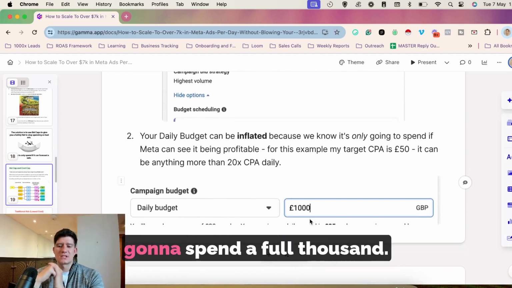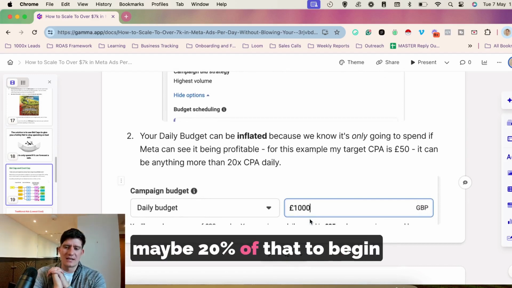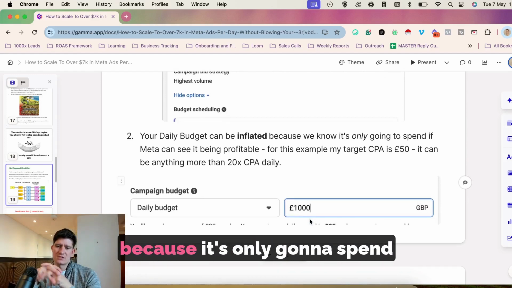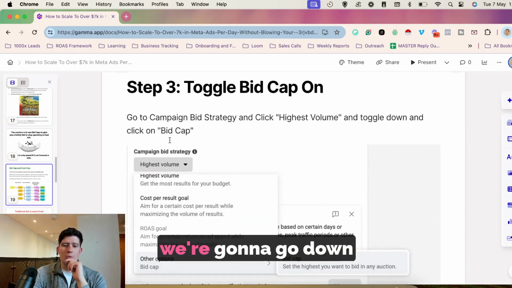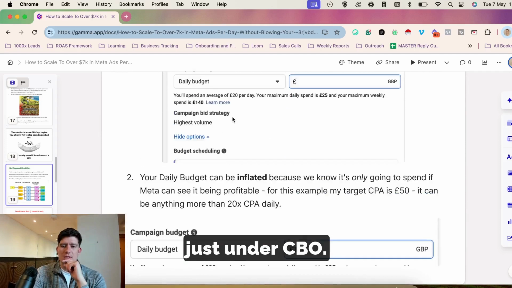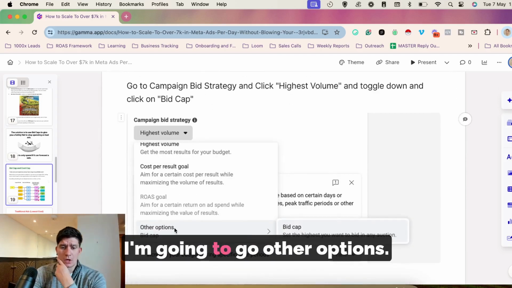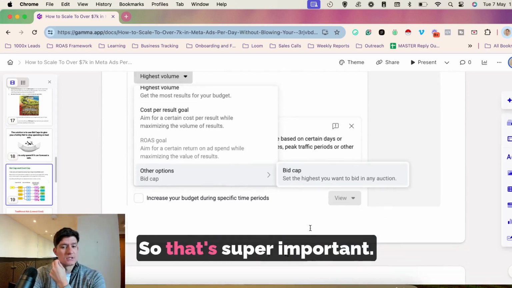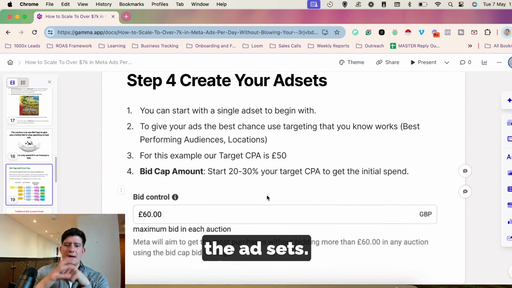This doesn't mean that it's going to spend a full 1,000. It's probably not going to spend maybe 20% of that to begin with, because it's only going to spend on anything that's a winner. And as I said before, we're going to go down just under CBO. We're going to go down to the highest volume. I'm going to go other options. We're going to go bid cap. So that's super important. That's still in the campaign section. And we're going to create the ad sets.